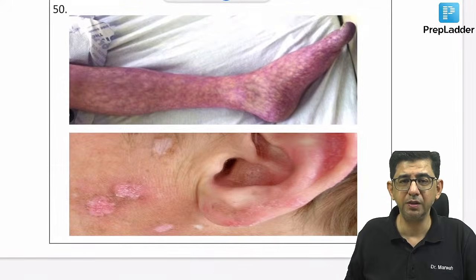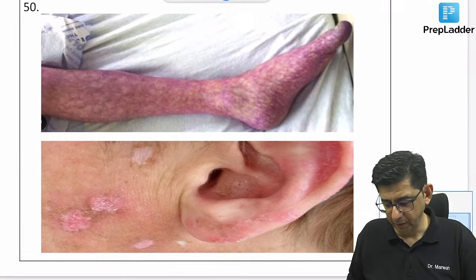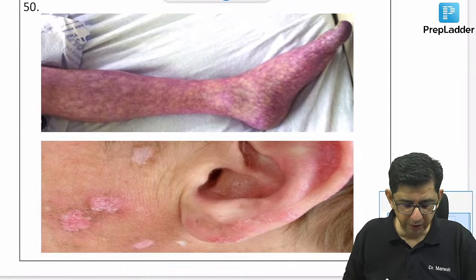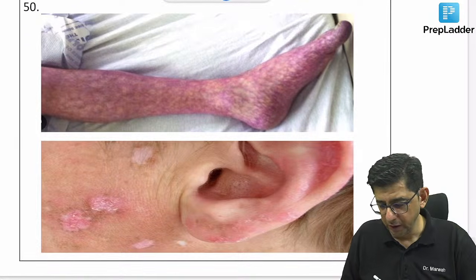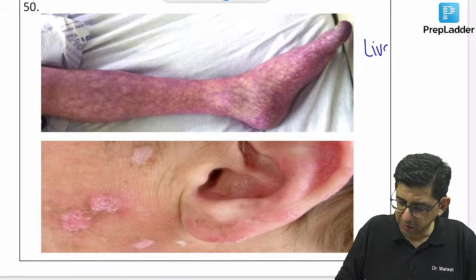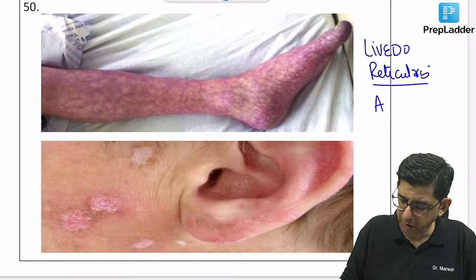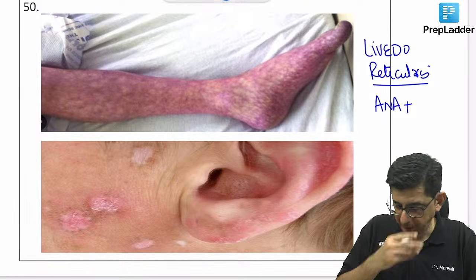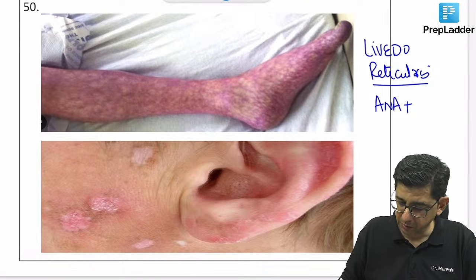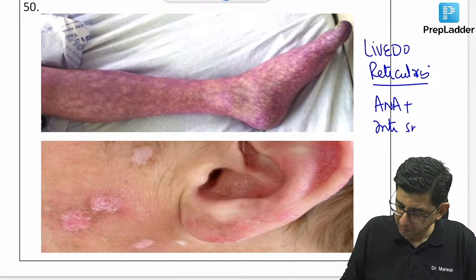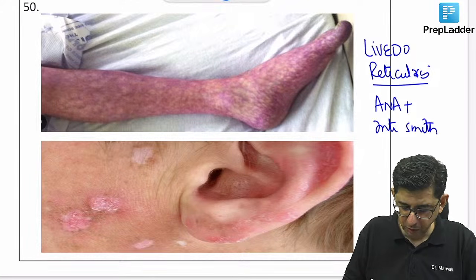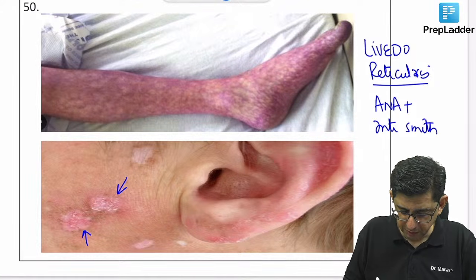Okay, so a slightly tricky one, not exactly tricky, but it is related to the previous disorder that we were discussing. One, you can pick up that this person is having livedo reticularis. This patient is also anti-nuclear antibody positive, anti-Smith antibody positive also. And here you can see these lesions on the face of the patient.